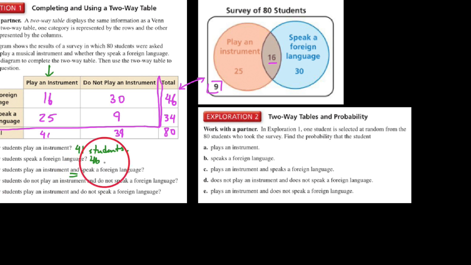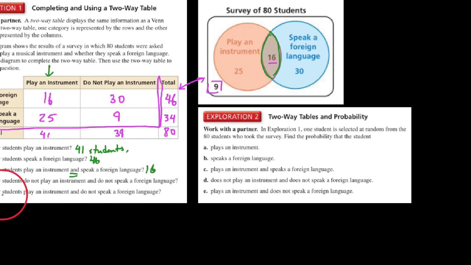And so we're talking about the intersection of these two things, which, Venn diagram wise, represents this middle portion right here. But in terms of where this falls on this two-way table, we'd say how many students play an instrument and speak a foreign language? They intersect here, and so we'd have 16 total students that do this.